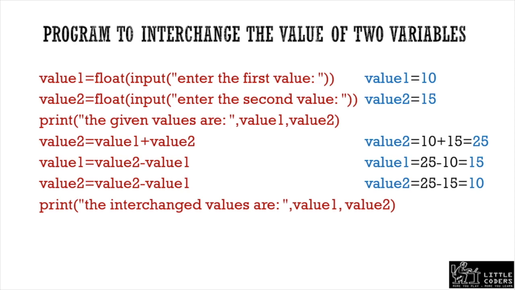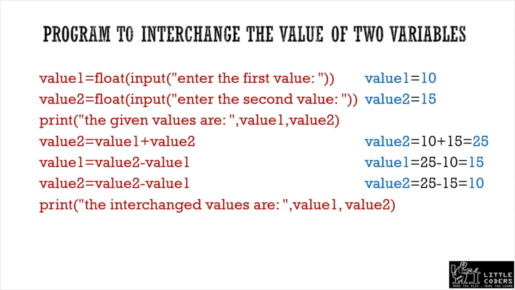But what about the value on the left hand side? It is having the sum of these two values. So we have to subtract the present value of value 1 from this value 2 so that you can get the value 1 itself, the correct value 2. So once you get this, you are automatically interchanging these values.